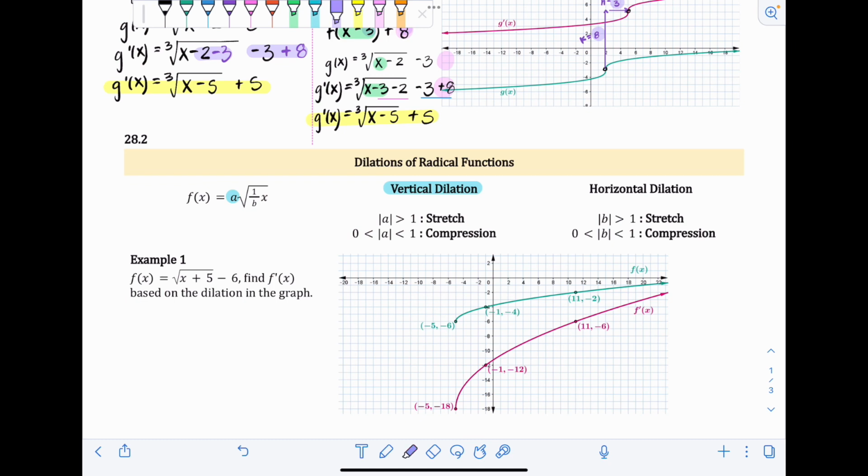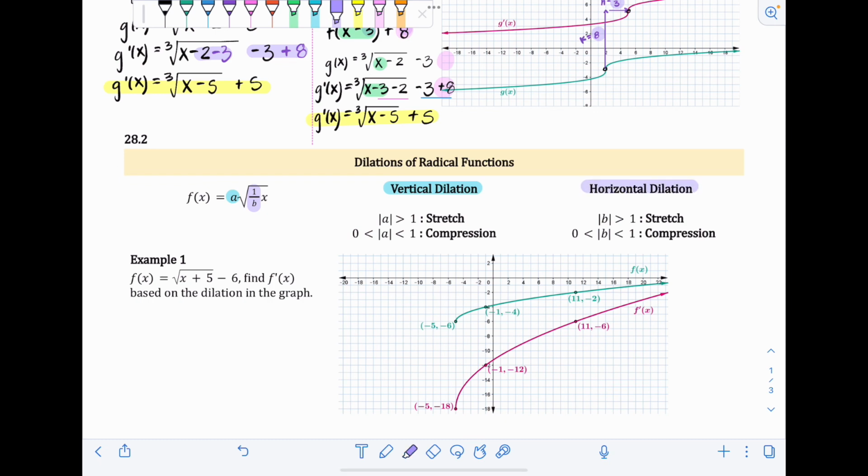And then for b, it's actually 1 over b, or the reciprocal of b, that goes into the function. So if, let's say inside the radical you have a 1/2, that would mean that b is just 2. It's just the reciprocal of what you see in the problem. It would always be inside the radical, multiplied by x. So that would give us a horizontal dilation.